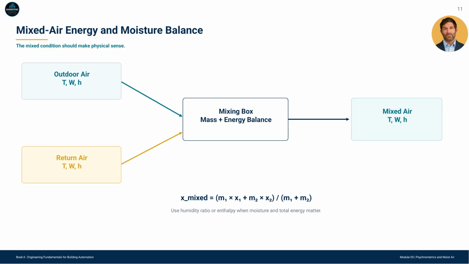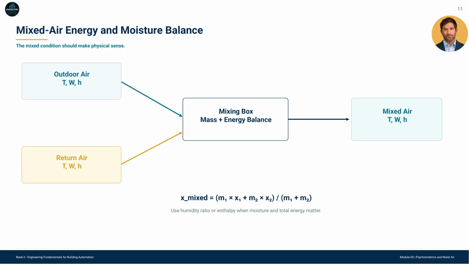Mixed air should make physical sense. If an air handler mixes outdoor air and return air, the mixed condition should fall between those two airstreams. When moisture and total energy matter, humidity ratio or enthalpy is usually better than dry bulb temperature alone. For example, if outdoor air is 20% and return air is 80% by dry air mass, the mixed enthalpy should be a weighted value between the two.